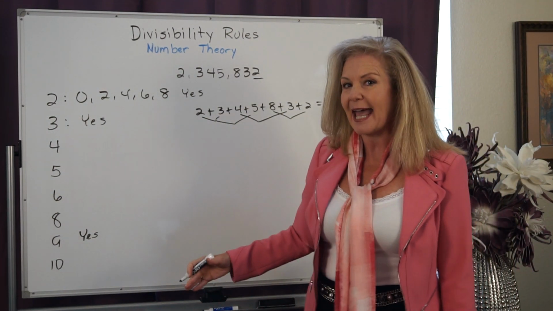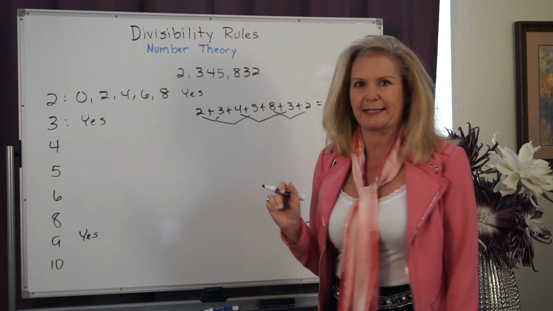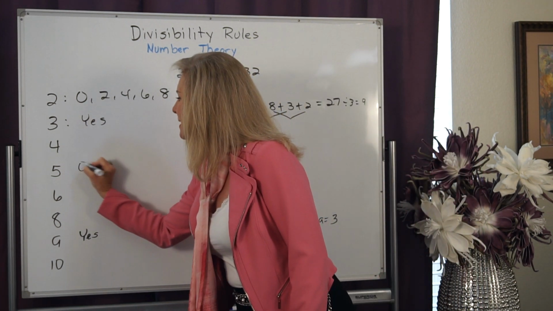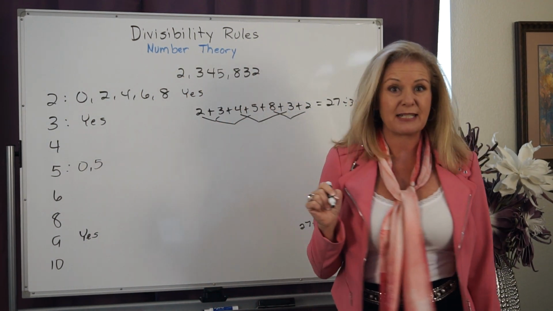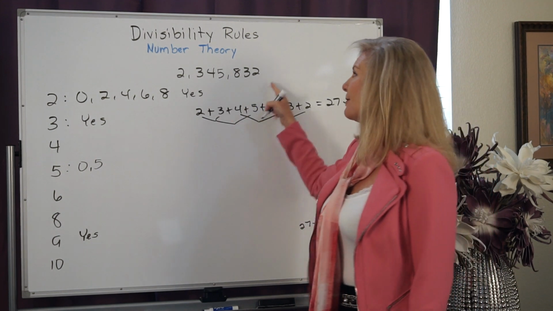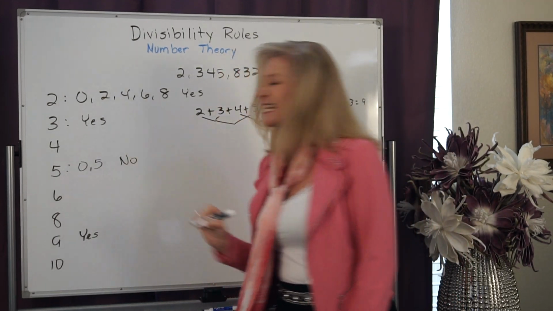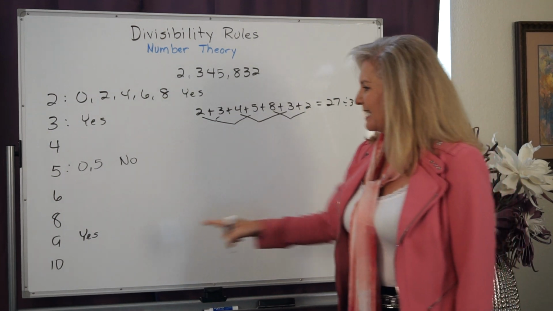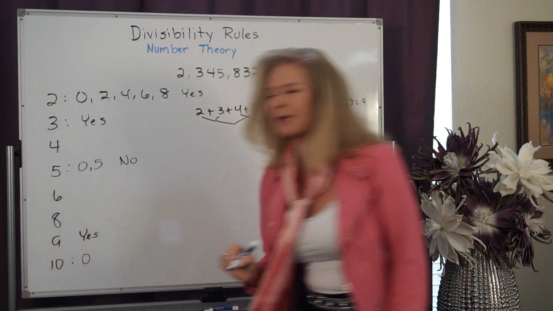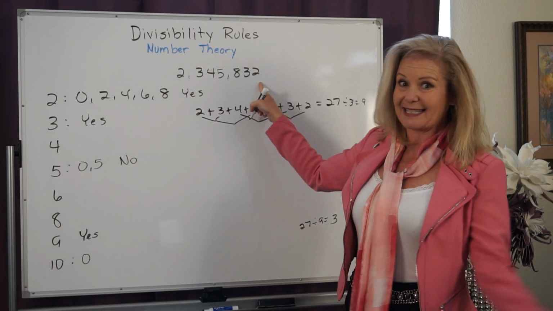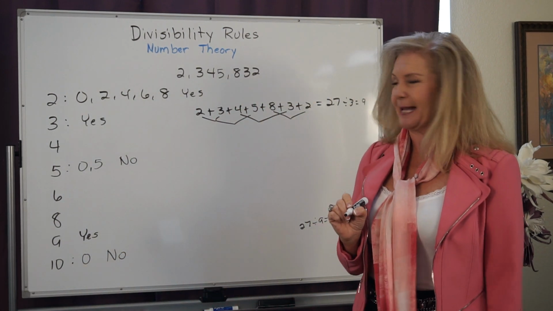Now 5 and 10 are also very simple rules because they deal with the ones place. For 5, if the ones place is a 0 or a 5, then I know the whole number is divisible by 5. Well, when I look at that, it is not a 0 or a 5, so no, it is not divisible by 5. 10 is the ones place, but we're only looking at if the ones place is a 0. Well, it is not a 0, so I know no, it is not divisible by 10.